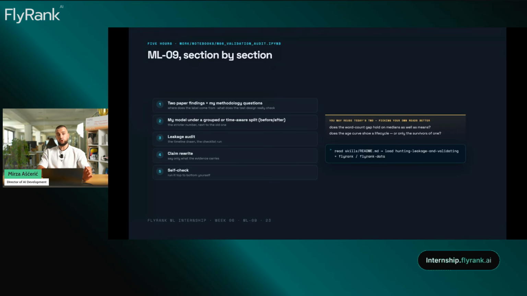After that, show your model working. Show your model when you group things differently or look at them over time, show what happened before and after. 3, check for mistakes, look for any ways your model might have gotten help it should not have. 4, rewrite your main ideas, use the 4 clear words we talked about today. And lastly, check your own work, make sure everything is correct. If you use an AI assistant, make sure you read skills MD files as well, README file.